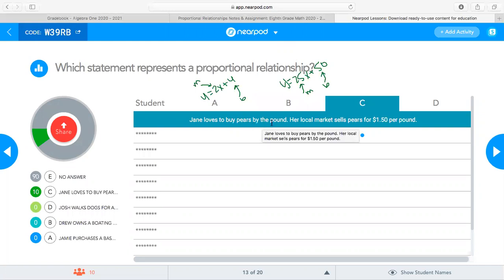Jane loves to buy pears by the pound. Her local market sells pears for $1.50 per pound. Write down the equation.